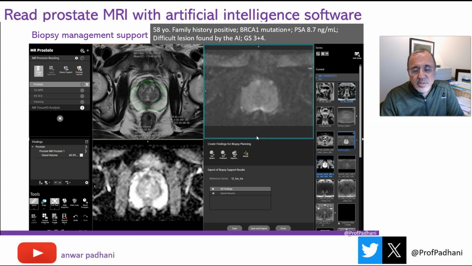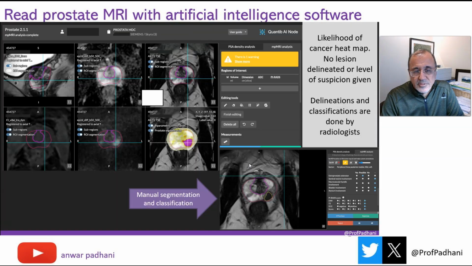And this is the export module that will send this outline to the PACS system so it can be used for biopsy purposes. This is the interface for the Quantib software. You can see it gives you a heat map, but a lot of the work that needs to be done in terms of outlining the lesions is not done by the software, but it's done by the radiologist. So a manual segmentation and classification has to be done.